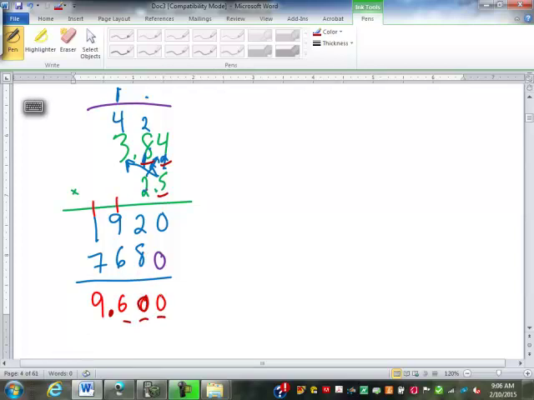You have to be very careful, though, because these zeros can screw you up. Some people will drop those zeros and forget about them. You have to keep them in there until you locate the decimal point.